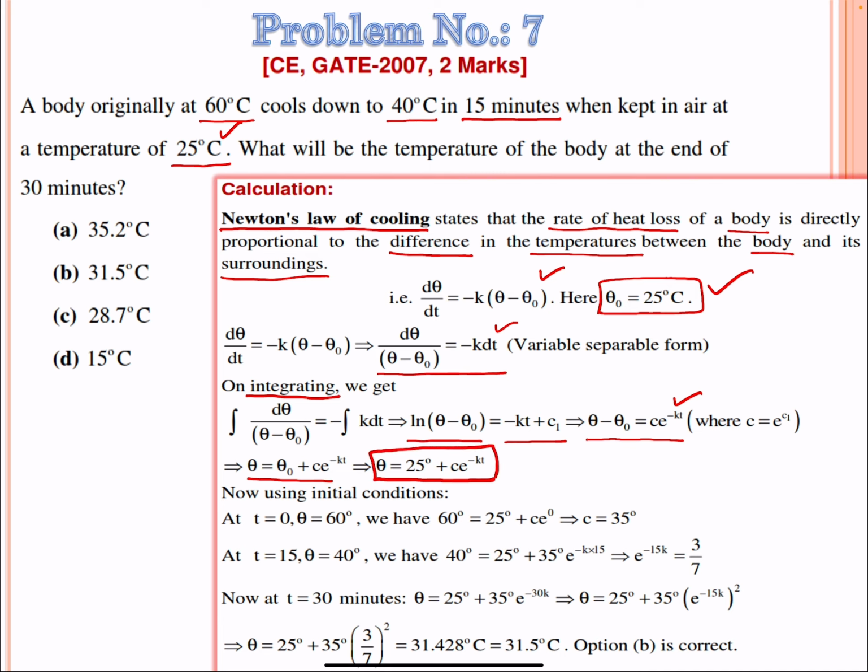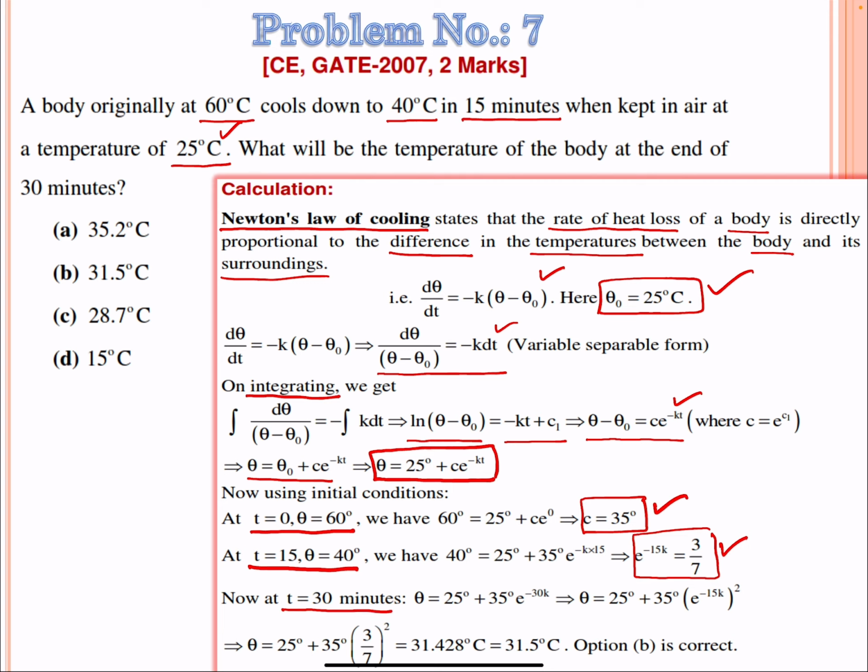Now we have given 2 conditions. At t is equal to 0, theta is equal to 60 degree. So when you substitute all these conditions, we get c is equal to 35 degrees centigrade. Now at t is equal to 15, theta is equal to 40 degree. And when you substitute, you will get e raised to power minus 15k is equal to 3 over 7. Clear?